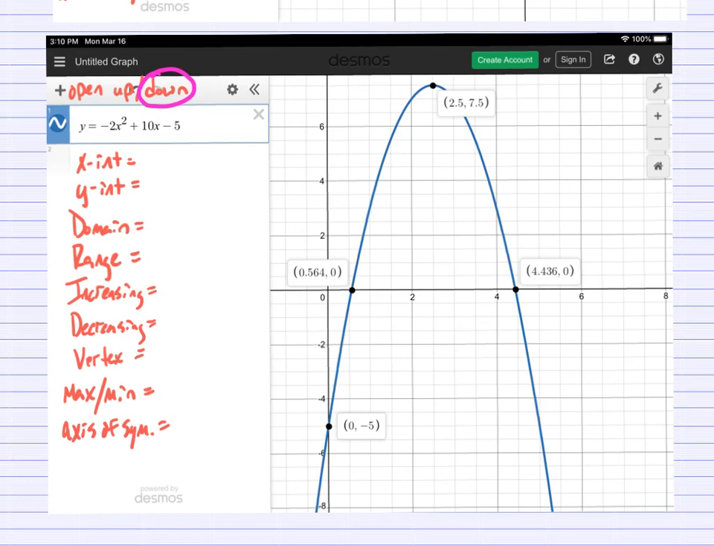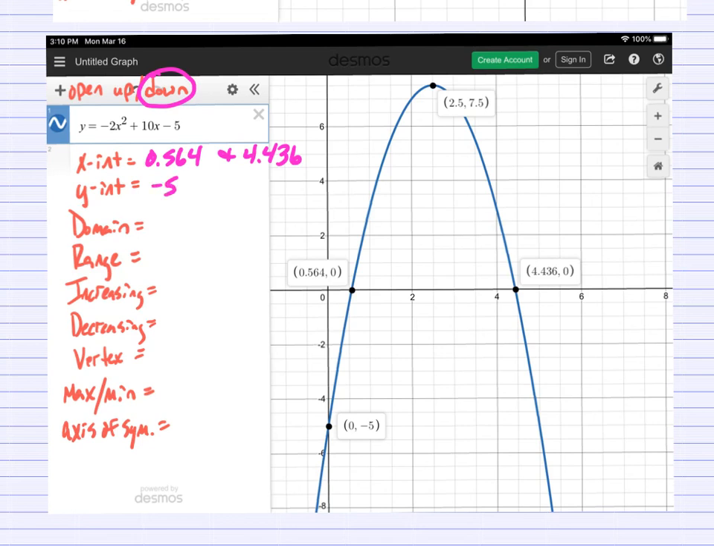All right, the x-intercepts, it looks like there's two of them on this one. Right here at 0.564 and 4.436. So I'm going to write both of those. And 0.564, and I like to use a little "and" symbol here. 4.436. The y-intercept, it looks like it crosses right here at -5 on the y-axis. So the y-intercept is -5.